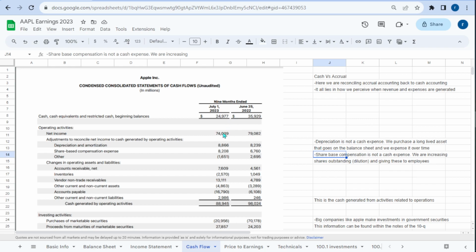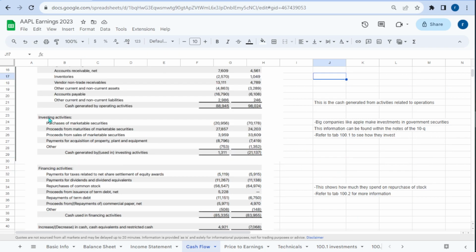So notice how we start out with this net income amount, and we're adding things back in, we're subtracting things, and then we end up with this cash amount. So that's essentially what we're doing in the statement of cash flows.